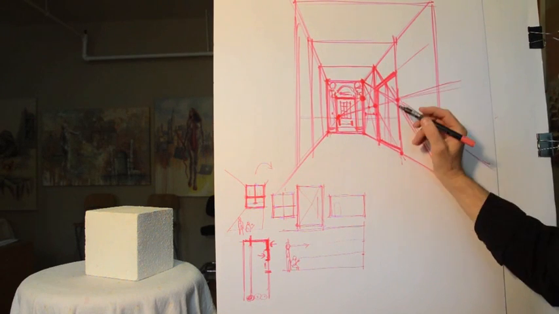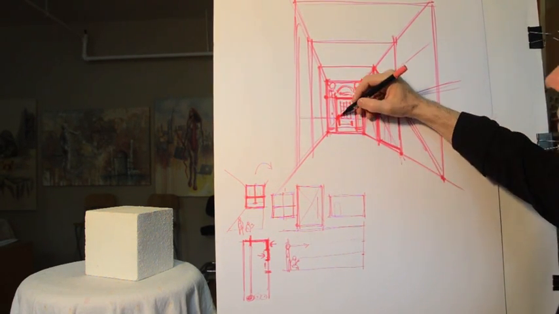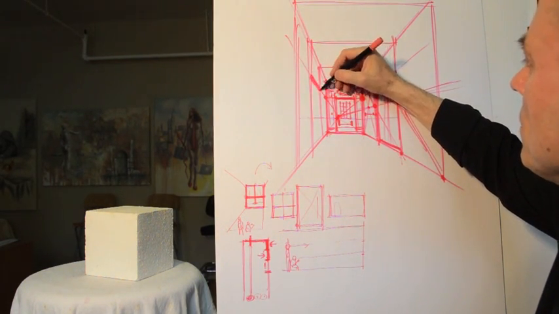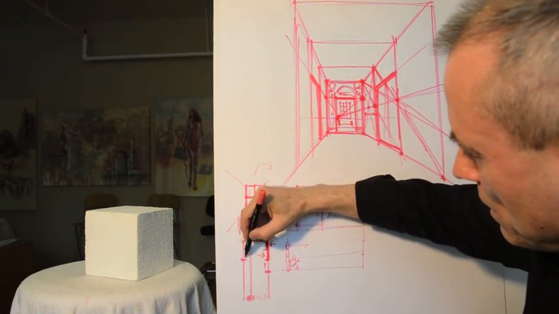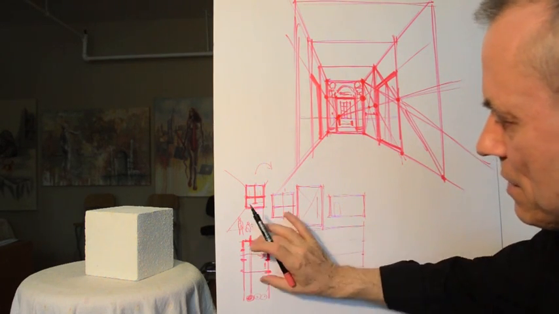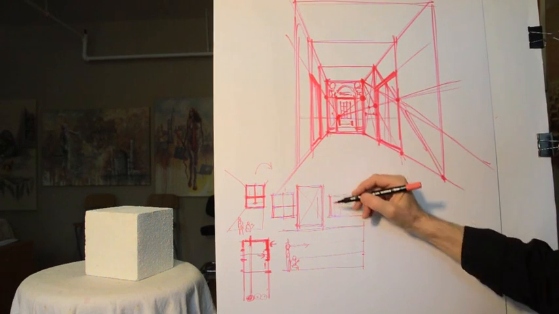So from this vanishing point, if you go to this point here, you're going to find it also on the other side. Let's say if there's also an elevator on the other side, the same symmetric parts, you just go, and you have another elevator there.